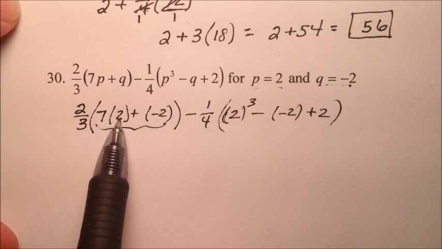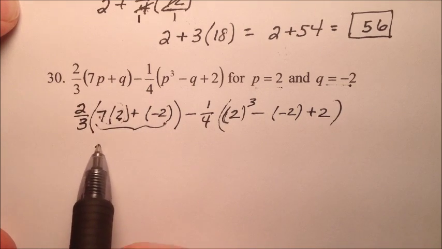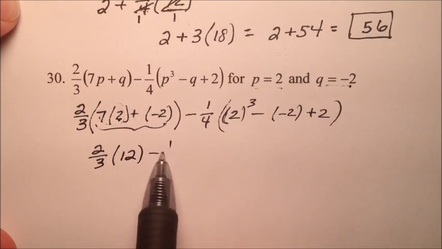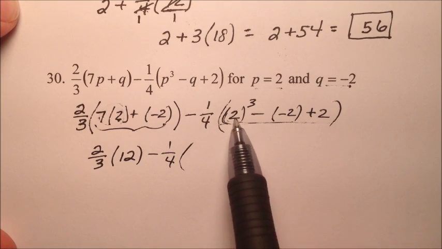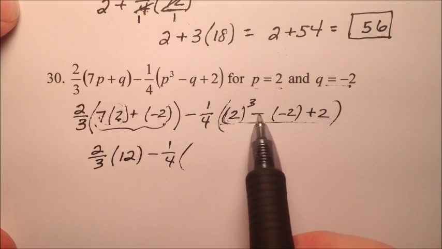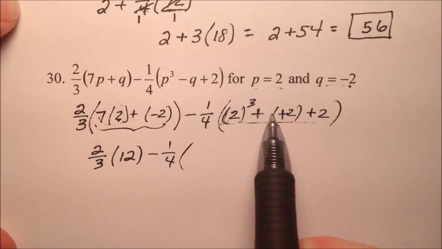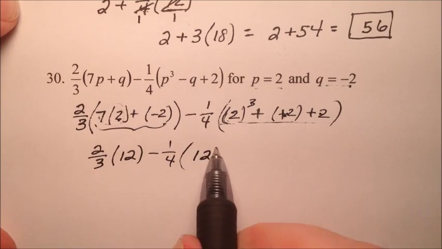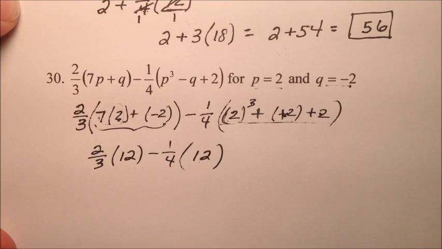7 times 2 is 14. And 14 plus a negative 2 is 12. So it'll be 2/3 times 12. Okay, let's move on to this parentheses set. So 2 cubed is 8. And when we have a minus and negative, we're going to go swoosh, swoosh, and make them plus signs. 8 plus 2 is 10. Plus 2 more is 12. So it happened that both of our parentheses sets ended up being 12, which is nice.